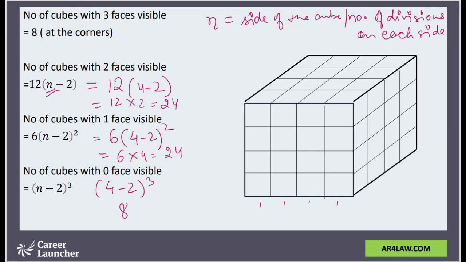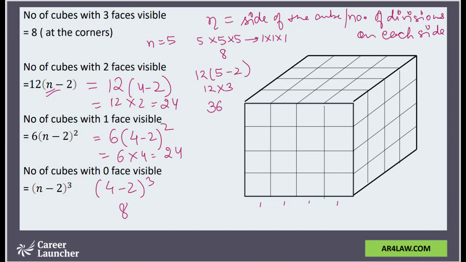Let's use these values on another cube of another dimension. Okay, let's take a cube of 5 into 5 into 5, and again we are cutting smaller cubes of side 1 into 1 into 1. Now here my n happens to be 5. Number of divisions on each side would be 5. So the number of cubes with three faces visible is going to be 8 only. Number of cubes with two faces visible. Now this is going to be 12 into (5 minus 2). This is going to be 12 into 3, that is 36.